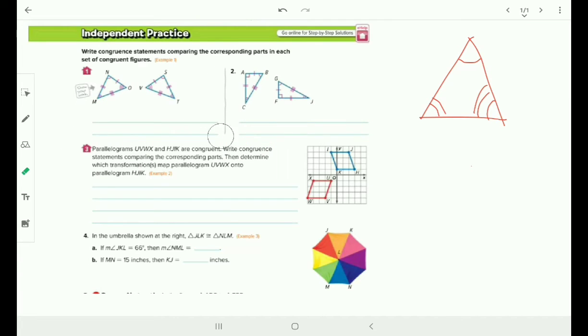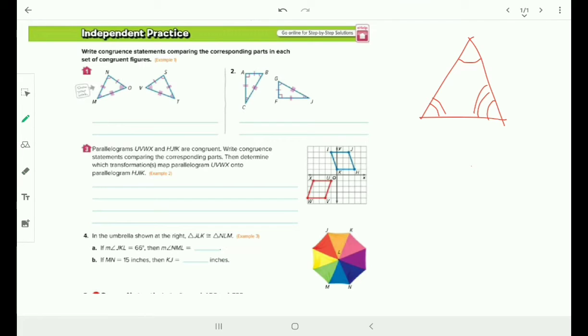With number 3, we have two parallelograms, and we have to write congruent statements comparing the corresponding parts. You can do that based on what we just did on 1 and 2. But I'm going to help you out with the transformation part. Then determine which transformation maps parallelogram UVWX to parallelogram HJIK. Okay? So, how do I get from UVWX to HJIK? That's what we're wanting to know.